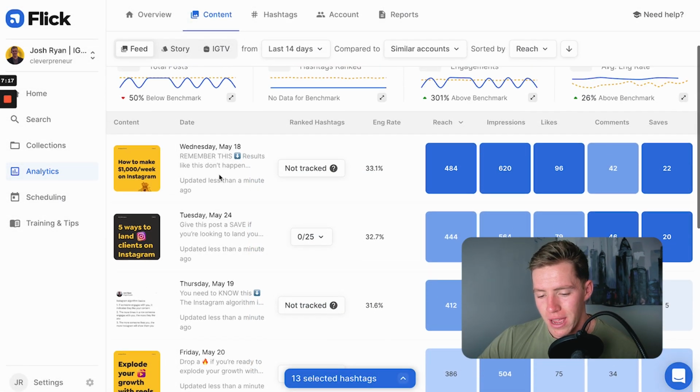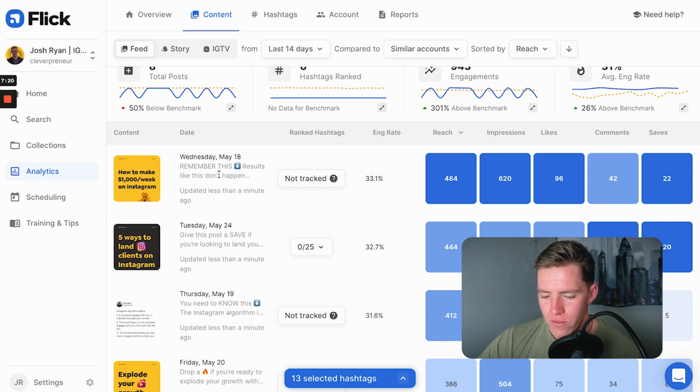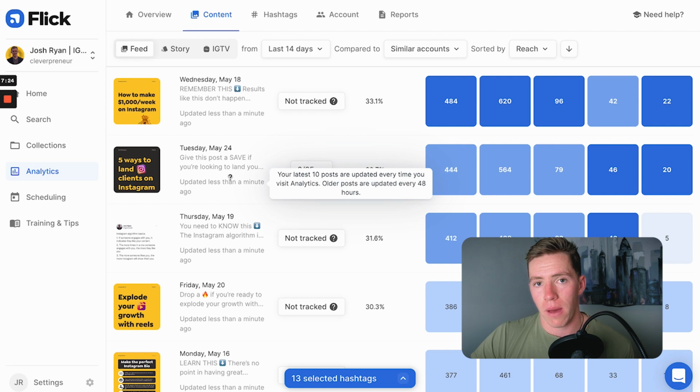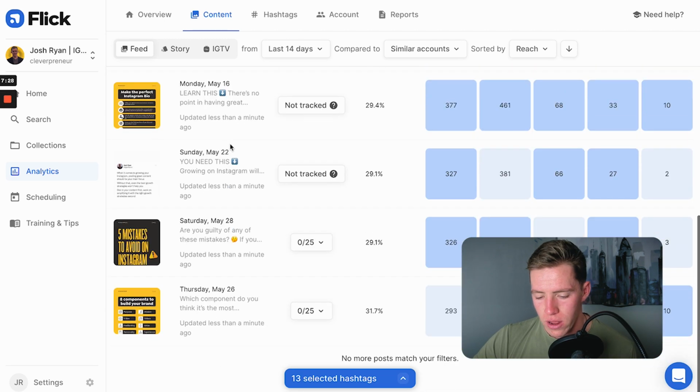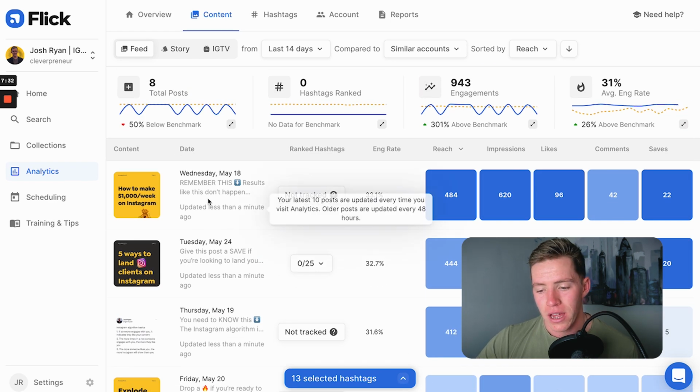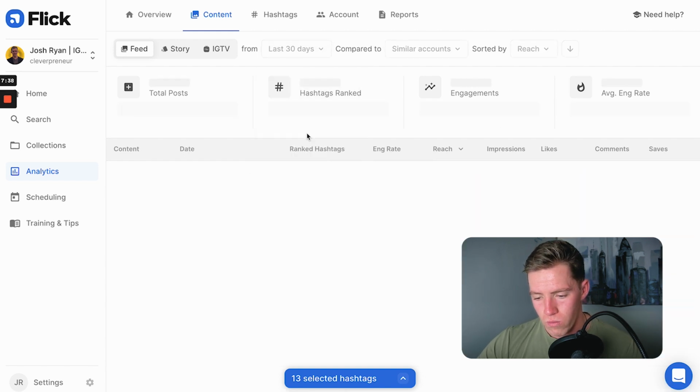So by simply looking at this data, I can work out a lot of things. I can see, hey, carousels are doing really well. Content about monetization is doing really well. Although in saying that, I've only really got like 8 pieces of data to look at here, because the other content on the account is all reels.